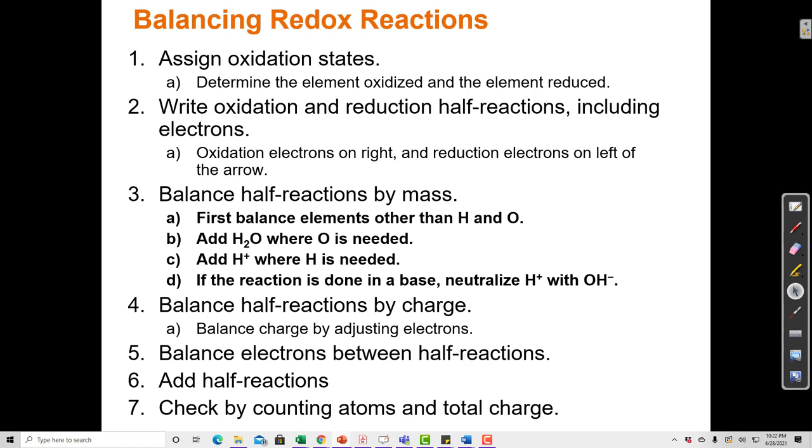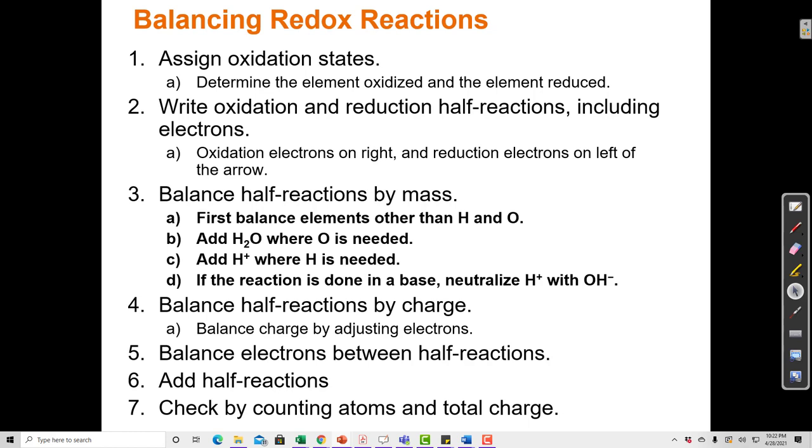So, to balance redox reactions, the first step is assigning oxidation states to every atom in every compound on both the reactant side and the product side. We determine the element that was oxidized and the element that was reduced. And you do that by comparing the oxidation states on the left side with the oxidation states on the right side. If the oxidation state of an atom has changed, then it has either been oxidized or reduced.